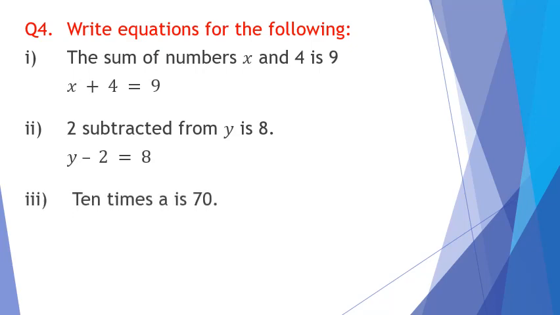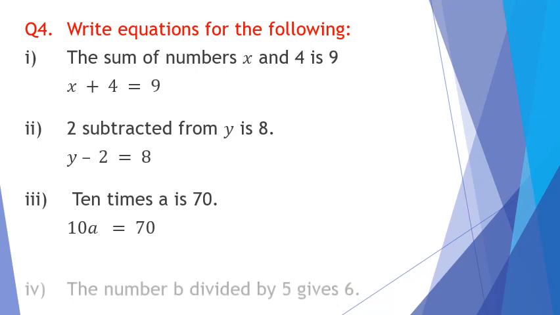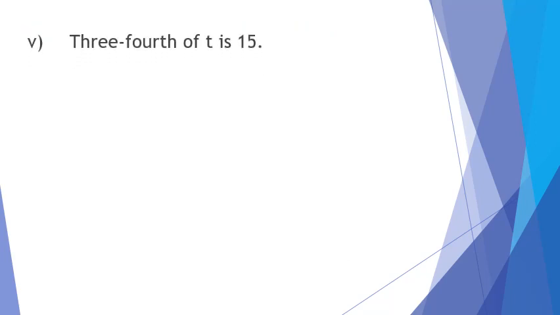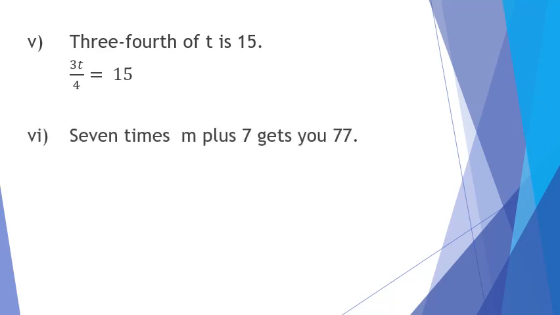10 times a is 70. That is 10a equal to 70 is the equation. Fourth one, the number b divided by 5 gives 6. That is b upon 5 equal to 6. Fifth question, 3/4 of t is 15. 3t upon 4 equal to 15 is the equation. Sixth, 7 times m plus 7 gives you 77. That is 7m plus 7 equal to 77.